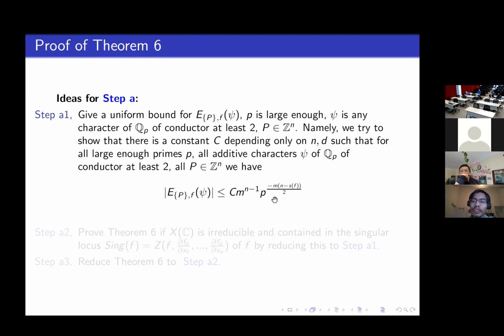More precisely, we try to show that there is a constant C depending only on N and D, such that for all large enough prime p, all additive characters psi of Q_p of conductor one, and all P in O_m, we have this bound of the exponential sum associated with P by C times m_psi^(n-1) times p to the power minus m_psi times (n_f over 2d minus 1). Sorry, I have some typo here.